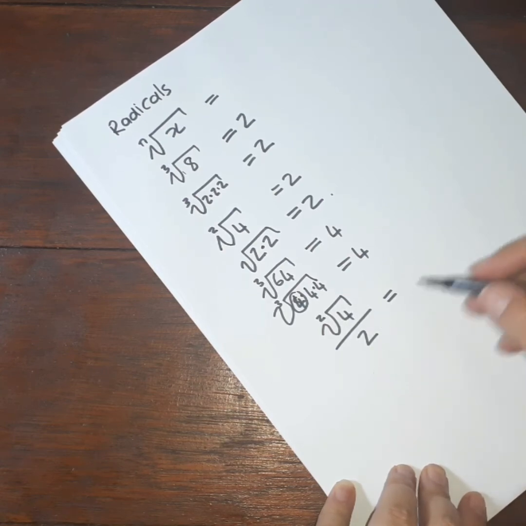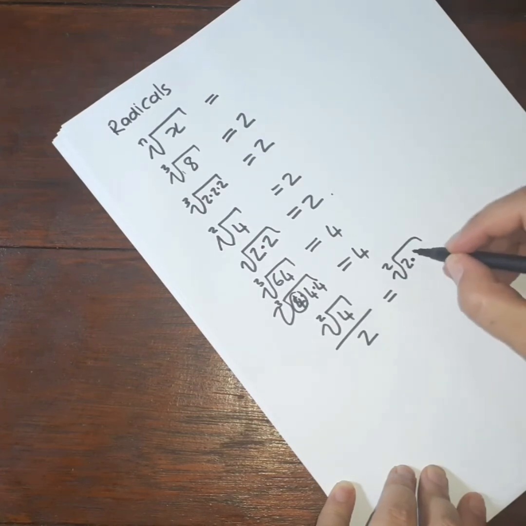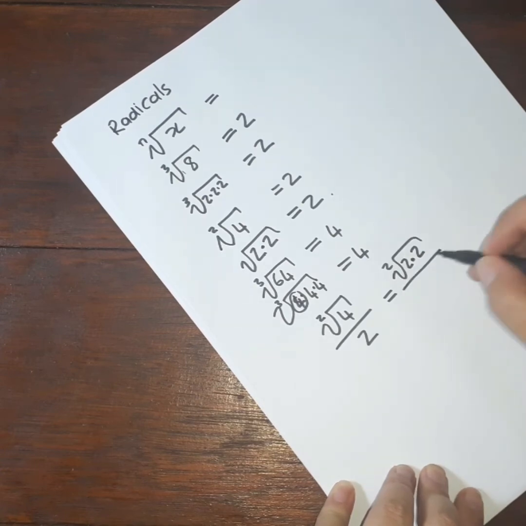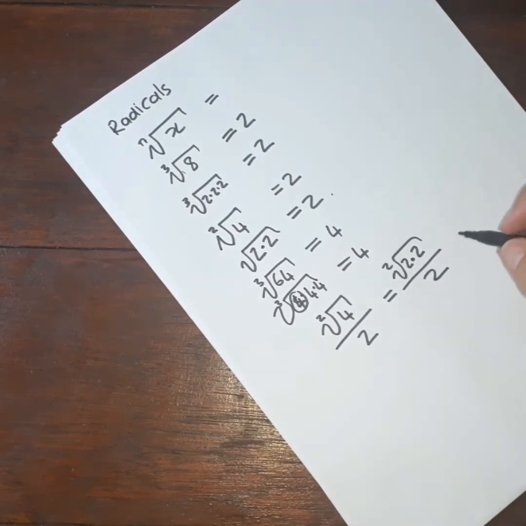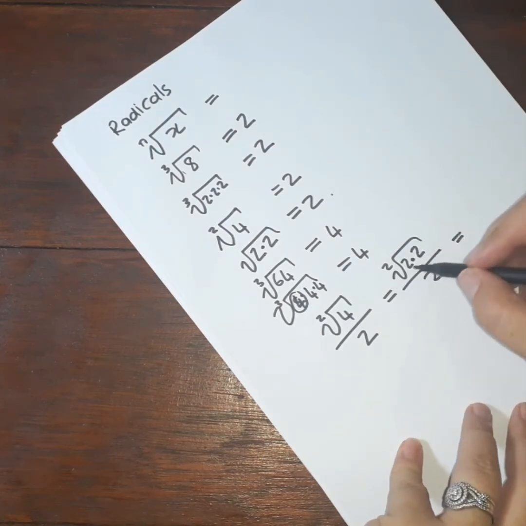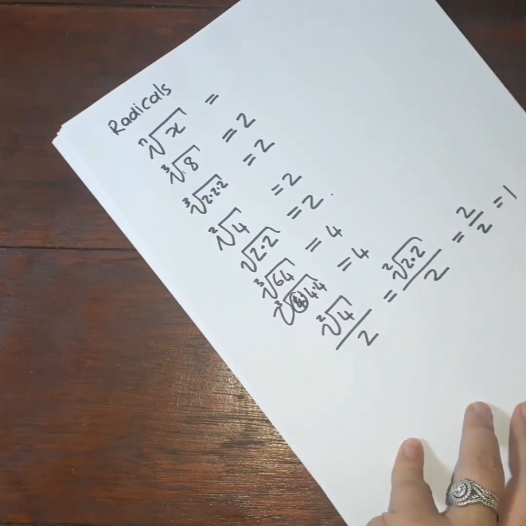We know that 2 times 2 equals 4. Those are 2 equal factors. So this means that the answer of the square root of 4 is then 2, divided by 2, which equals 1.